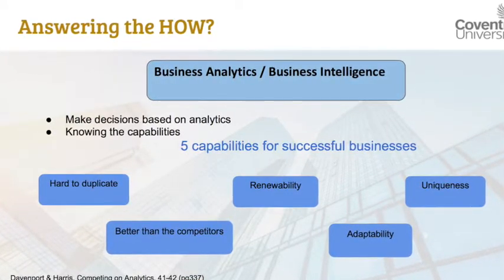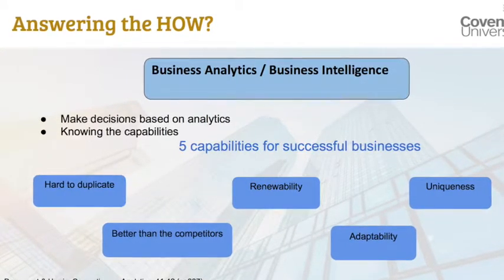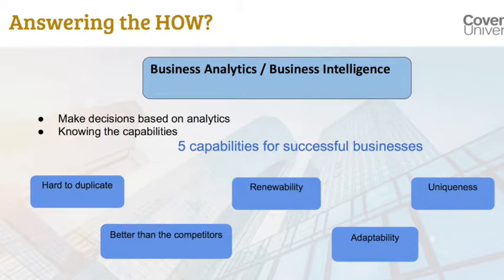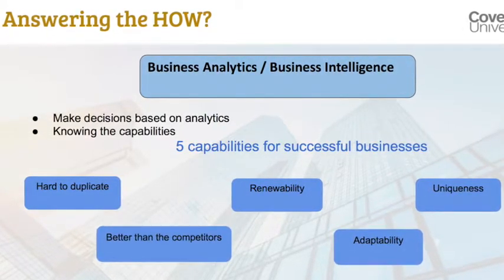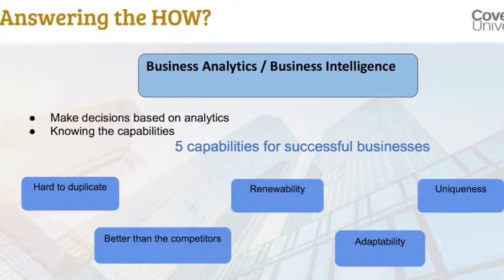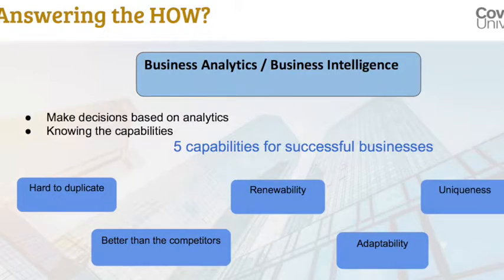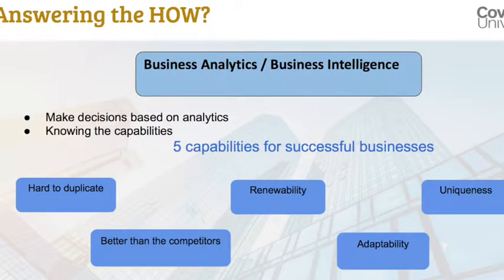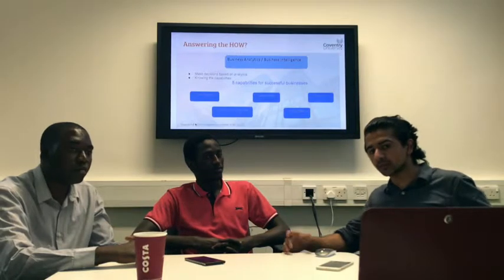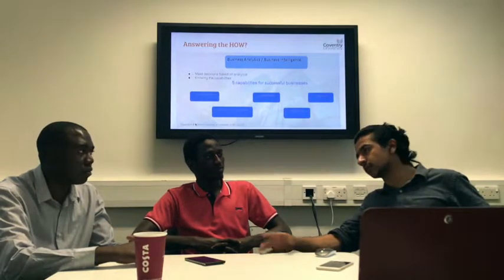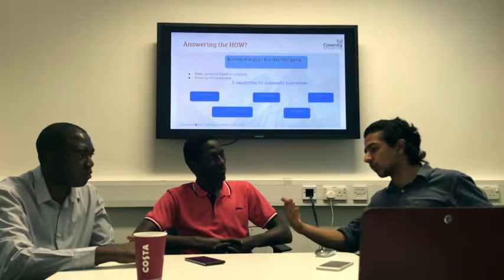Third is renewability. Renewability is when you generate profit, you reinvest it into the firm and get better technologies or maintain them. Fourth is adaptability. So you become very flexible in the market, you adapt very quickly, because technology is a market where you need to adapt quickly. So in that strategy, the last thing is uniqueness. You should be very unique in whatever you offer.